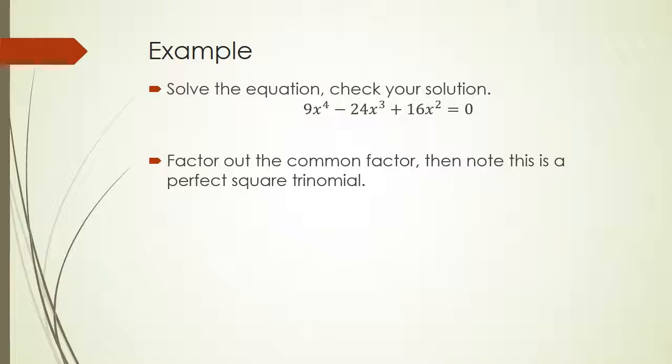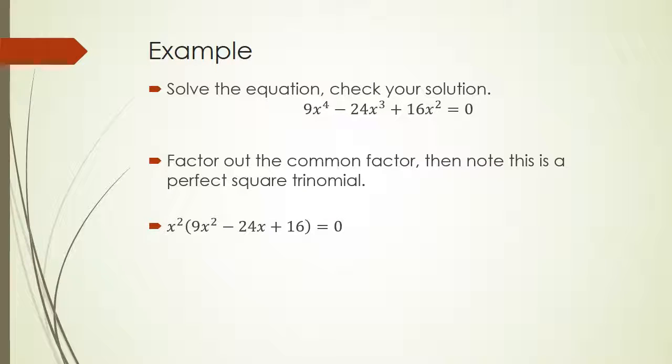Multiply them together and then multiply that by 2. If you get the coefficient of the middle term, then you know you have a perfect square trinomial. So 3 times 4 is 12, times 2 is 24. So this will factor as a perfect square.